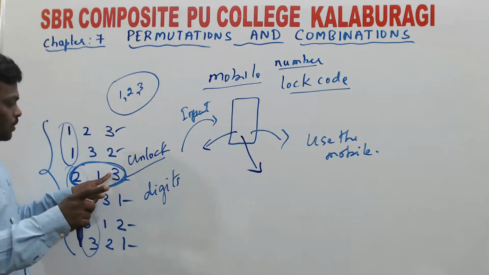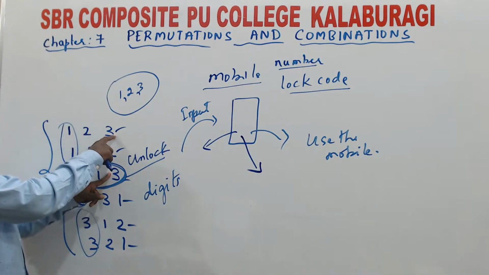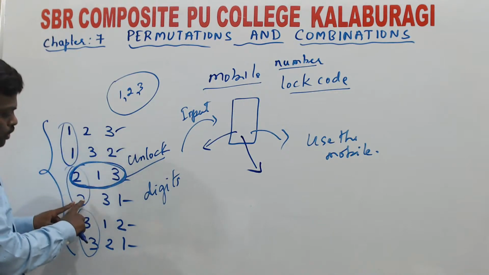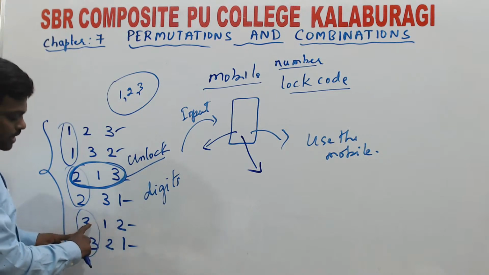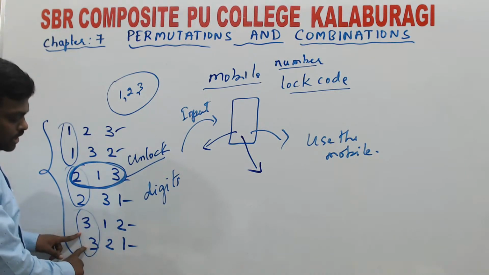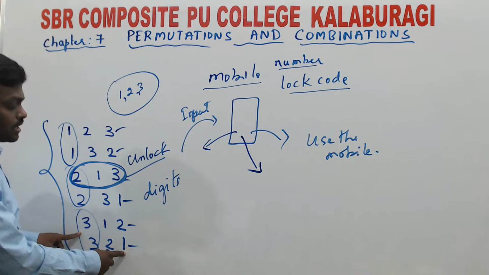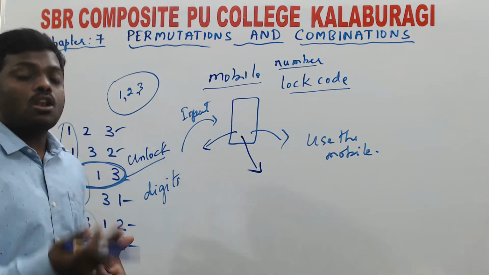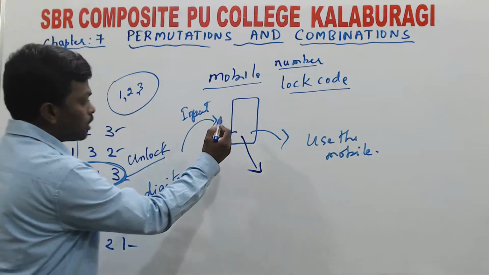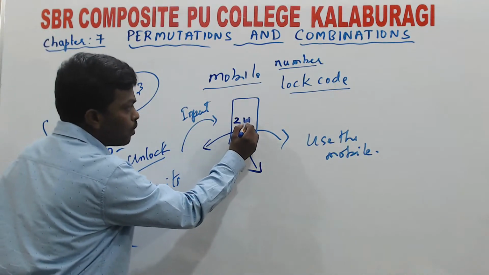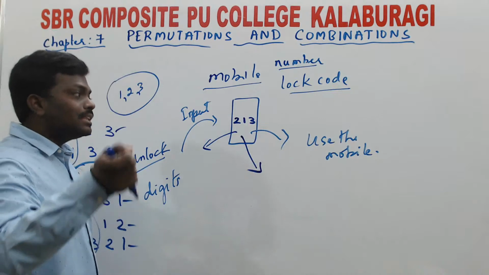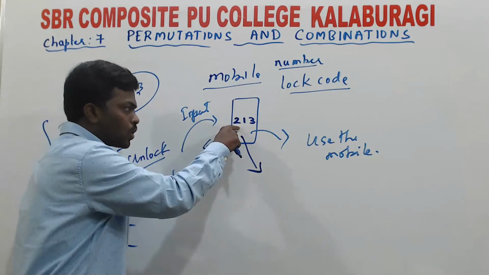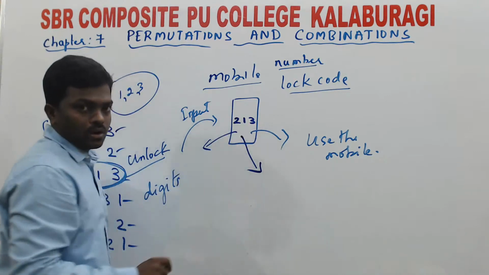Even though 1, 2, 3 is also a choice, 132 is also an option, 231 is also an option, 312 is also an option, 321 is also an option, but it doesn't open. It will be unlocked only if you input 213, because for my mobile or your mobile, what I have told you is to input the code 213 only.